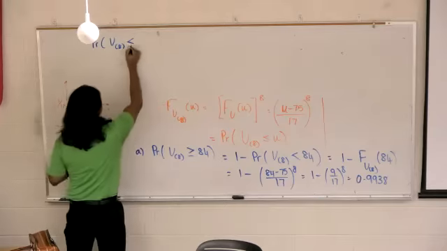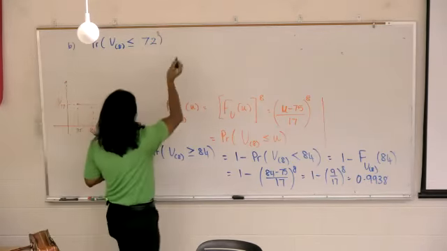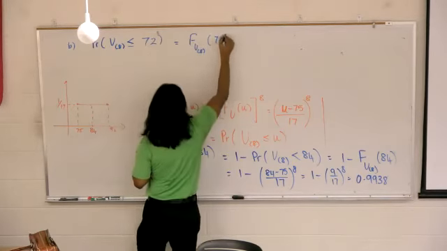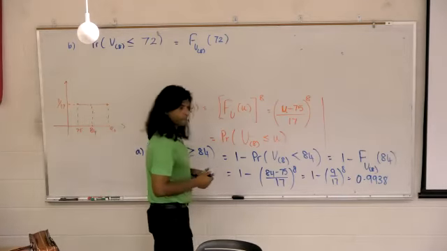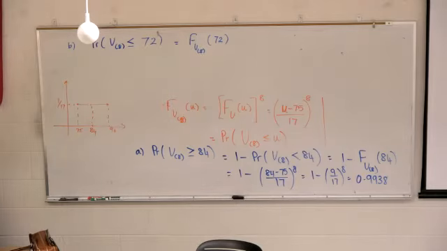What was it? 72. Yeah. And that directly would be the CDF of the maximum evaluated at 72. How do we do this? From 72 to where, or from where to 72? From 0 to 72? Because we're going for the balance of the interval, right? Yeah. I've not done it.